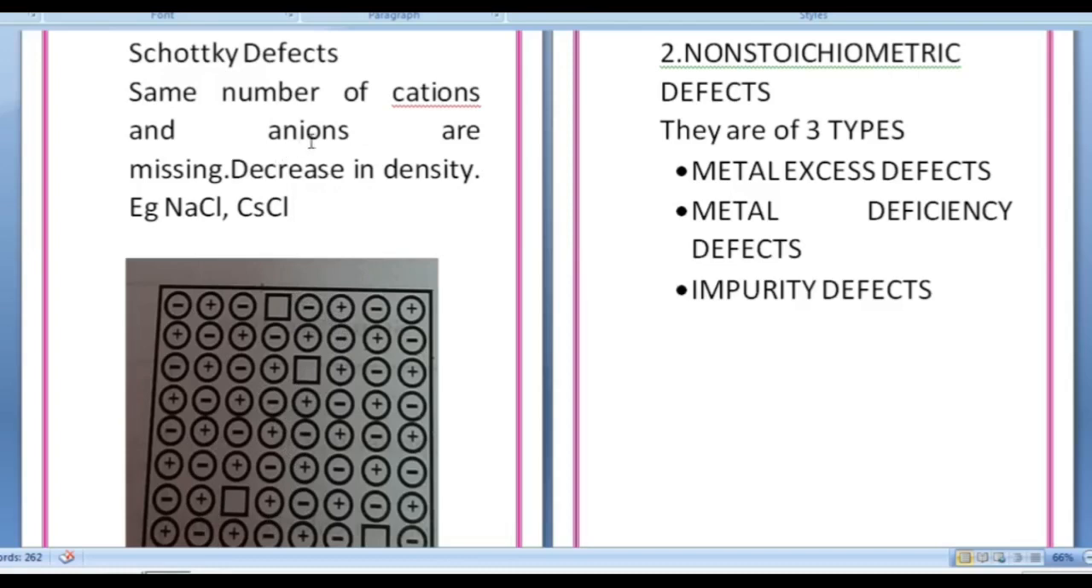The same is the case over here. Cations and anions are missing. There is a decrease in density. So this type of defect can be seen in sodium chloride, cesium chloride, etc.